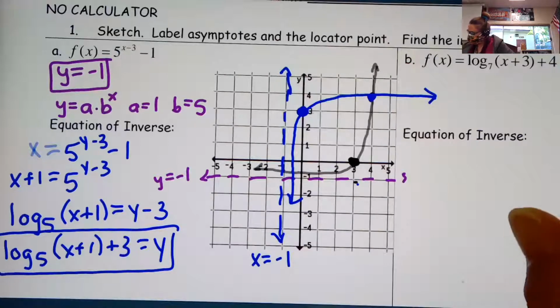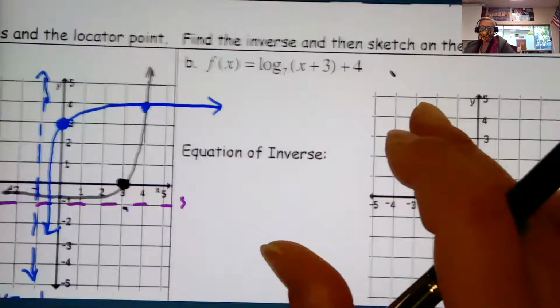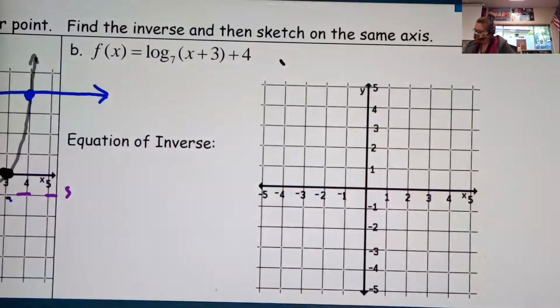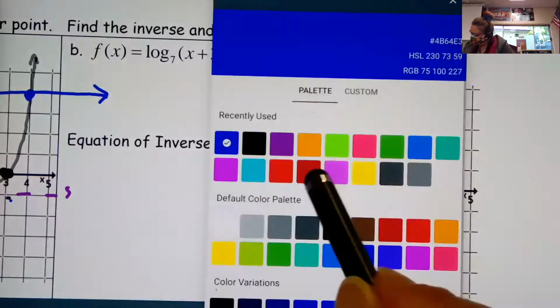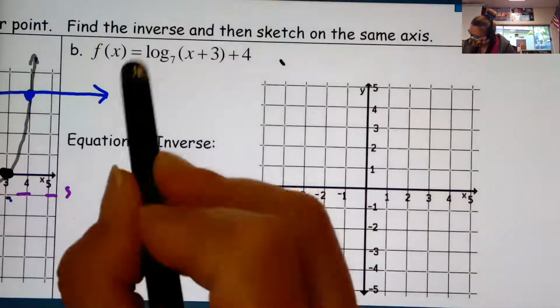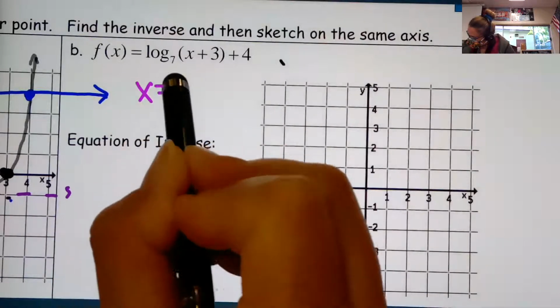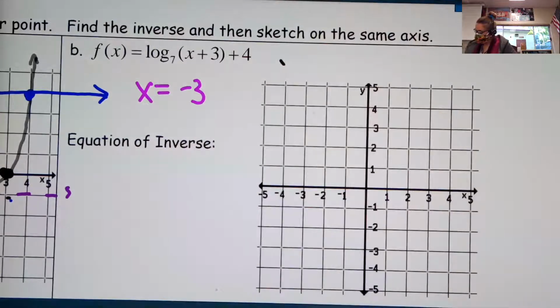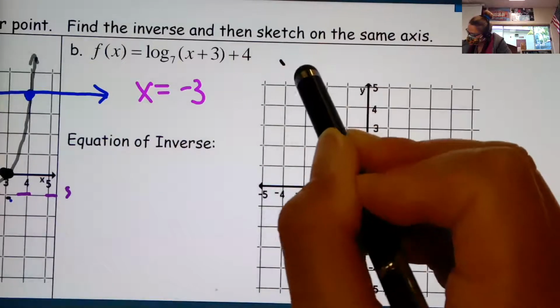So the next one, I have a log this time. And so for this graph, this is going to have a vertical asymptote at x equals -3. Okay, so I'm going to put an asymptote at x equals -3.